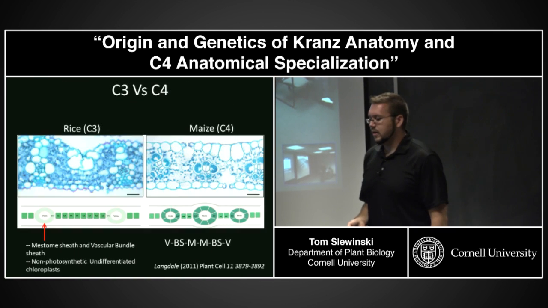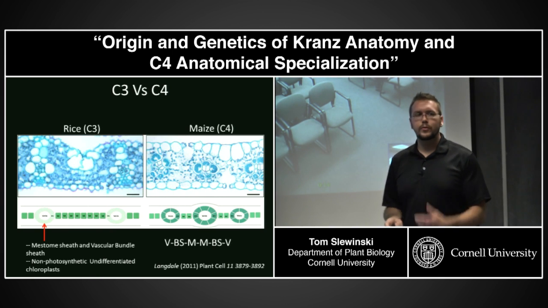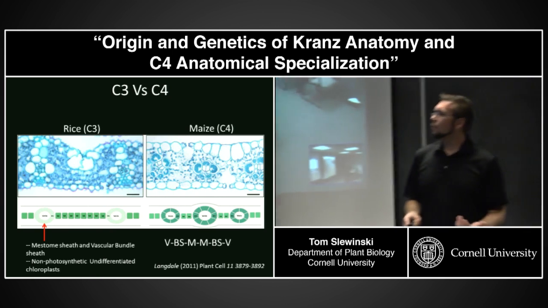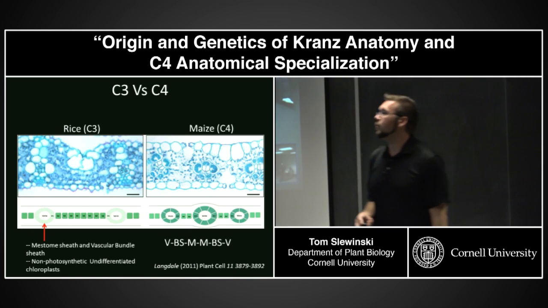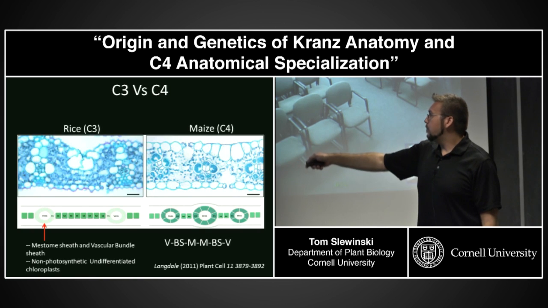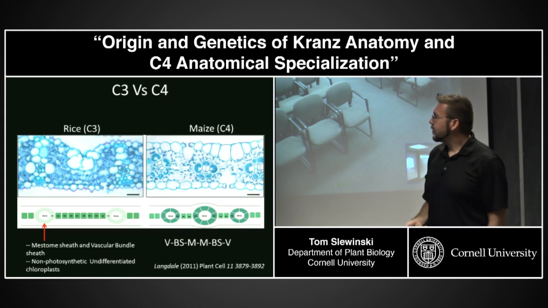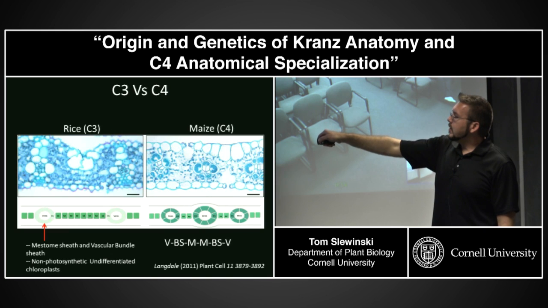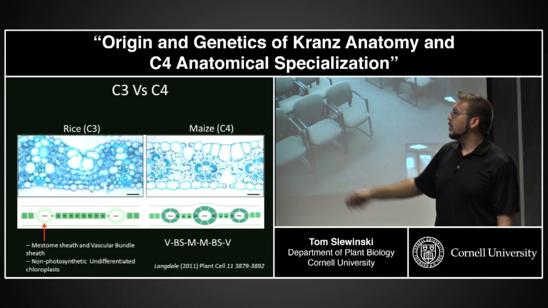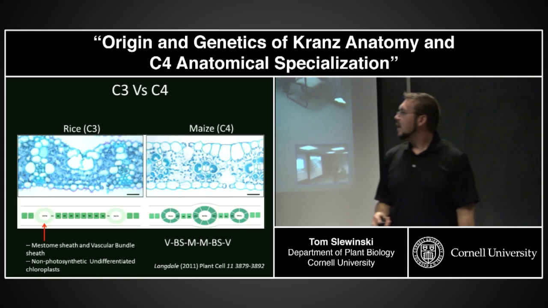So we want to engineer C4 similar to maize into C3 rice. So how does rice compare to the C4 maize? Well, again, in maize we have high vein density, and you have the 1-to-1 ratio of bundle sheath, mesophyll, mesophyll, bundle sheath, and the bundle sheaths are photosynthetic. But in rice, vein density is reduced. You almost have 7 to 8 mesophyll cells between vascular cores.